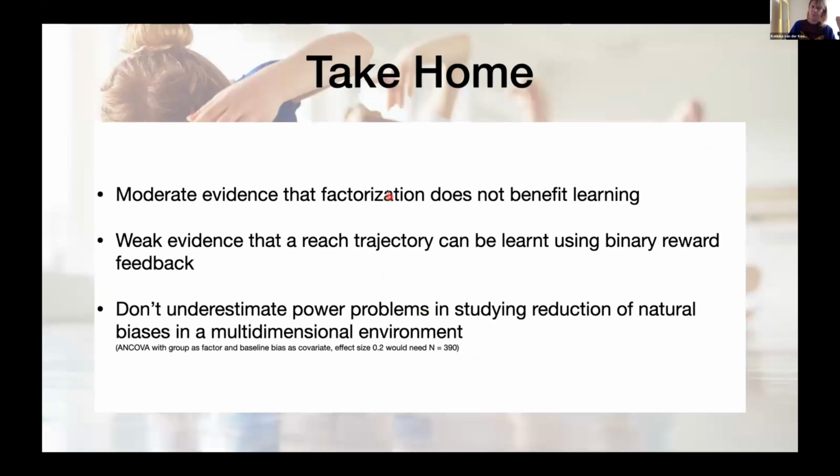So we do find moderate evidence that factorization does not benefit learning. We found weak evidence that the reach trajectory can be learned using binary reward feedback. I had to nuance these conclusions a lot based on the Bayesian evidence. In retrospect, we underestimated power problems in studying reduction of natural biases that vary between participants, and also studying them in the multidimensional environment associated with a lot of noise.